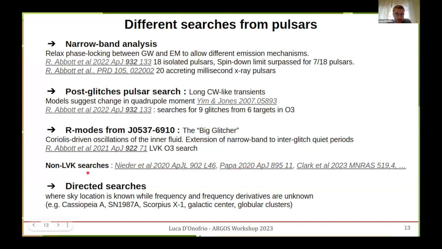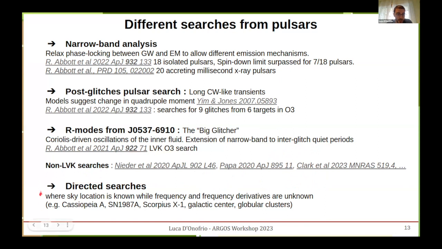There are also efforts outside the LVK. There are some groups that are not in the collaboration that also search for continuous signals. For example, in this paper, you have the analysis from some Fermi targets that we have known in our analysis.